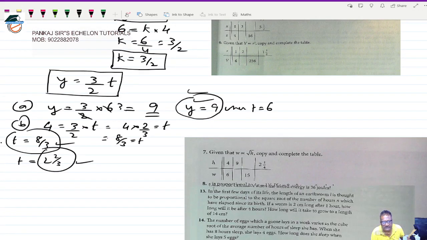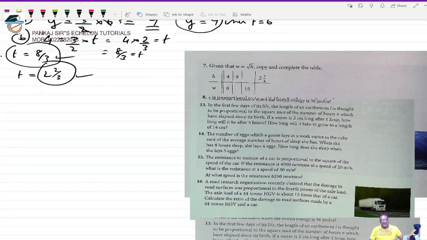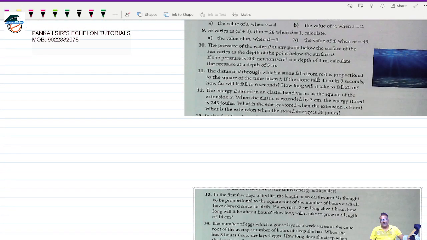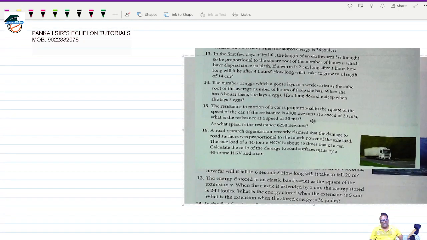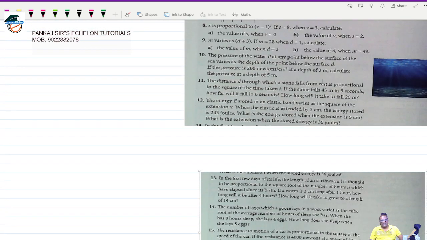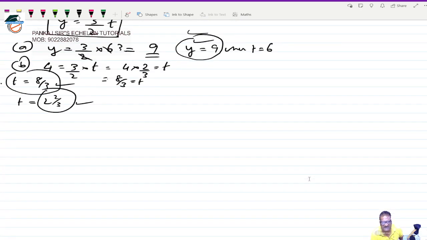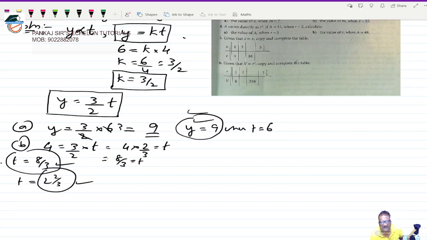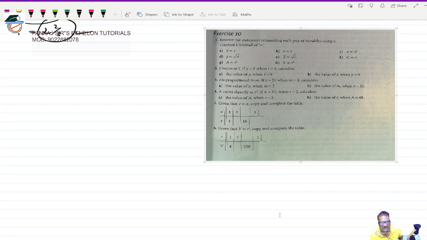Now let us come to question number 3. Now I'll have to make some space for that. We have lots of questions in this exercise. I have already put these questions on the screen, but whenever I'm solving these questions, I'll have to make space, right? So that was question number 2. Now coming to question number 3.